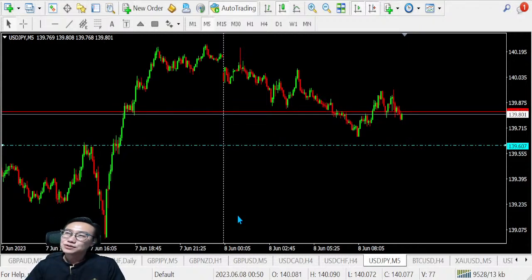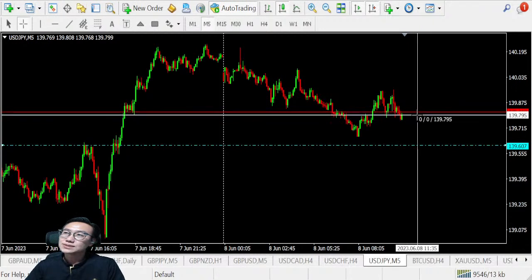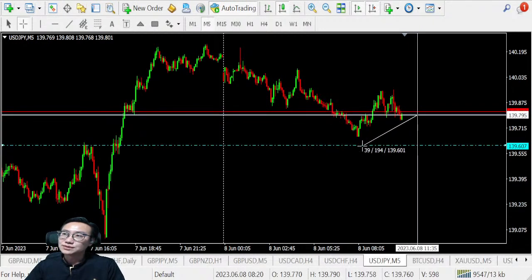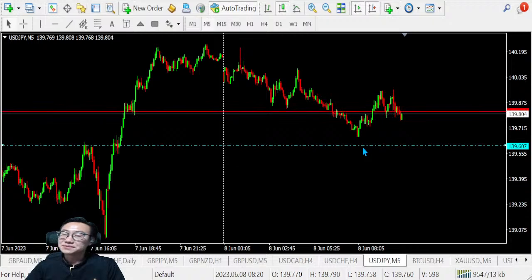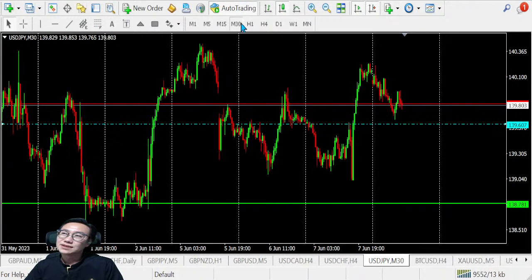Okay, so that's for the dollar yen. You may be able to sell down to this area. You have about 19 pips of space. But the selling is not that fantastic, you know.